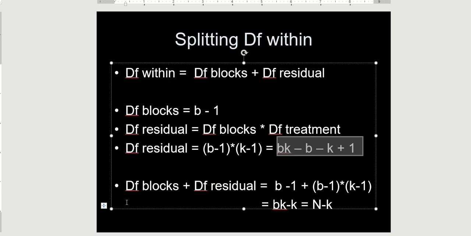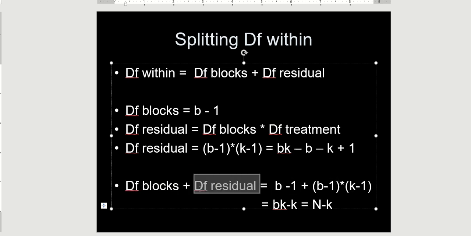And just notice that if you were to take the blocks degrees of freedom, which is b minus 1, and add to it the residual, you're going to get n minus k, which is the within degrees of freedom, as predicted.